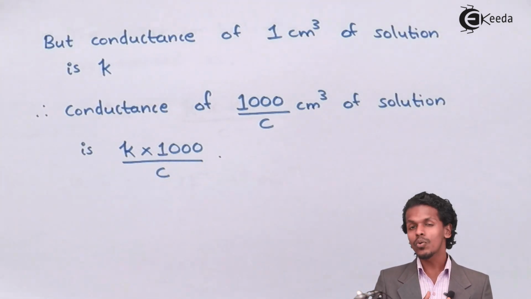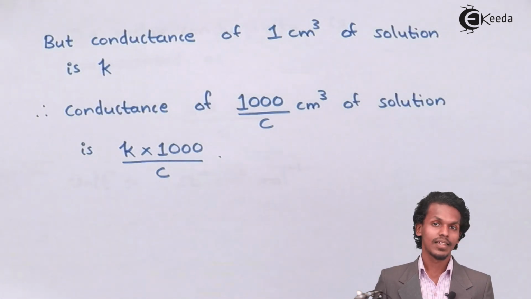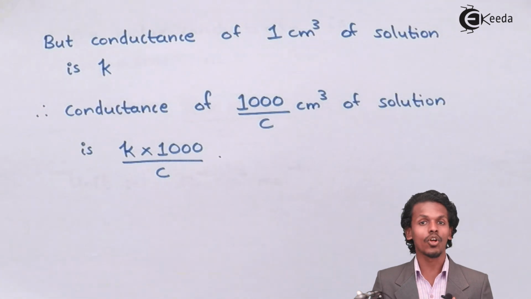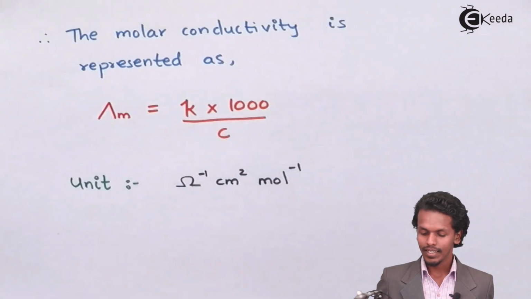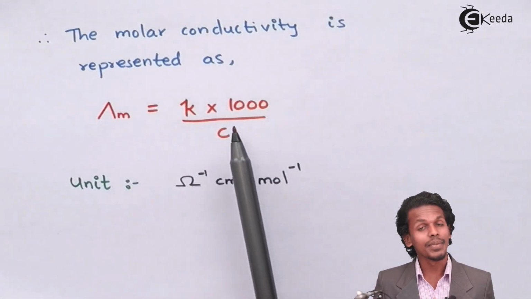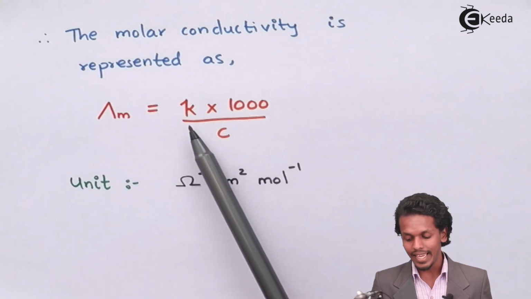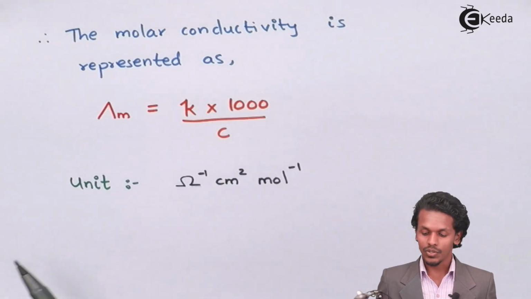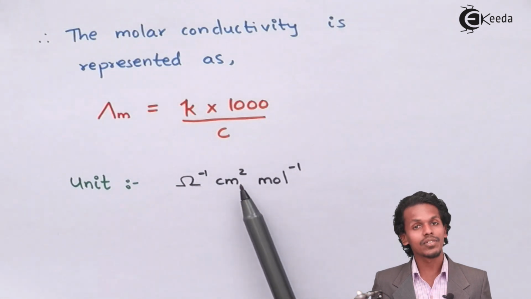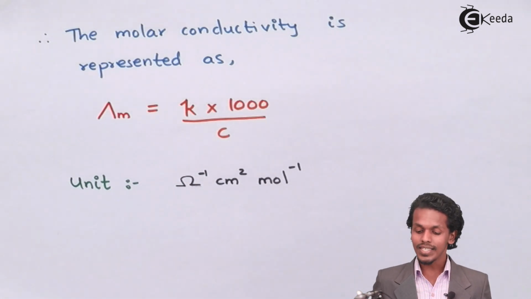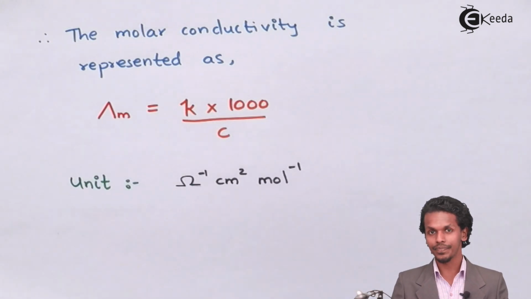So therefore, we could relate this as the number of moles also. So this is now being converted into molar conductivity, and molar conductivity can be represented as lambda equals K into 1000 divided by C. The unit of lambda is ohm inverse centimeter square mole inverse. So this is the relation between the molar conductivity and the conductivity of a solution.